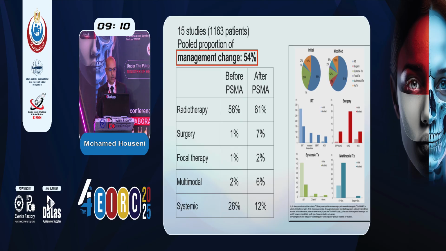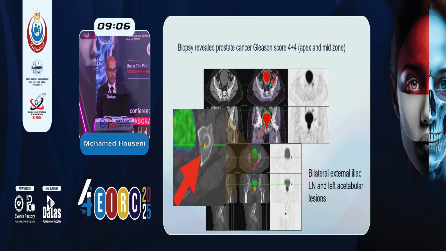In this pooled study that included more than 1,100 patients. This is a case, a biopsy revealed the prostate cancer, and we can see the active bilateral external iliac lymph nodes, and also we are detecting a very small bone deposit in the left acetabulum.